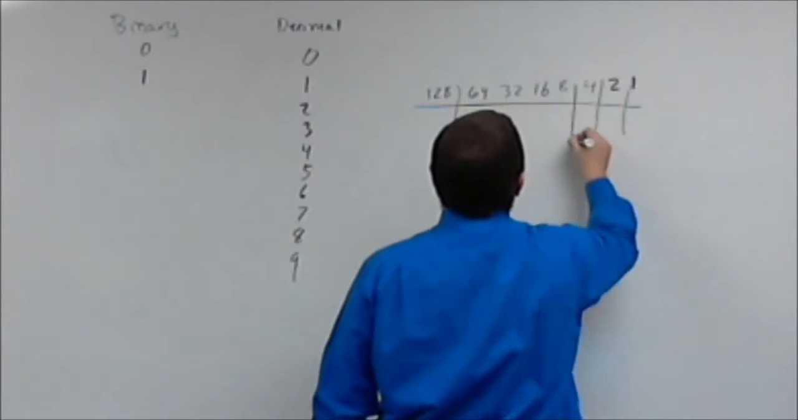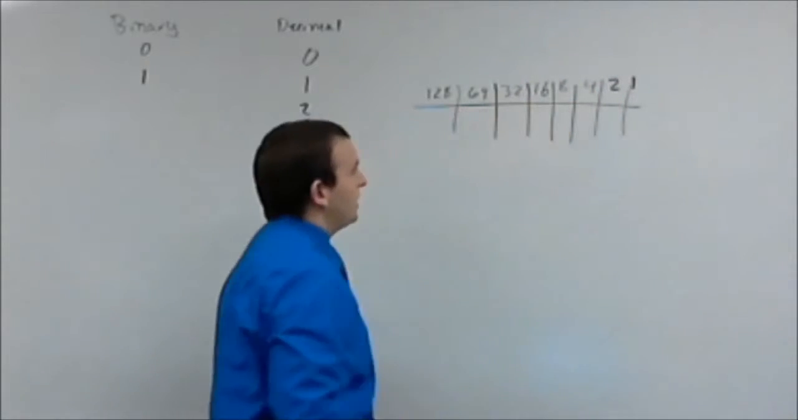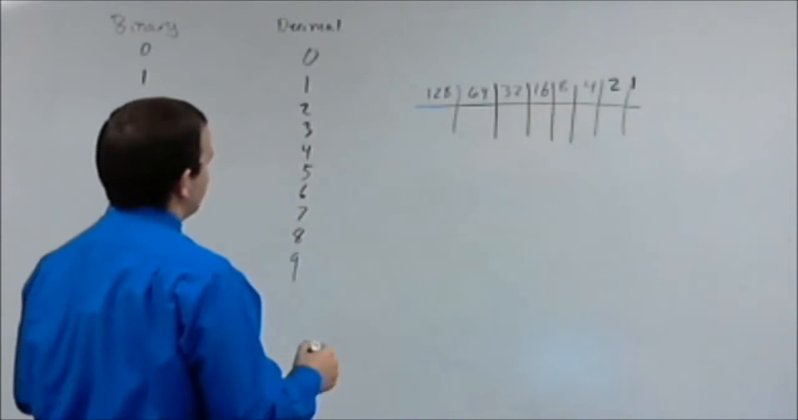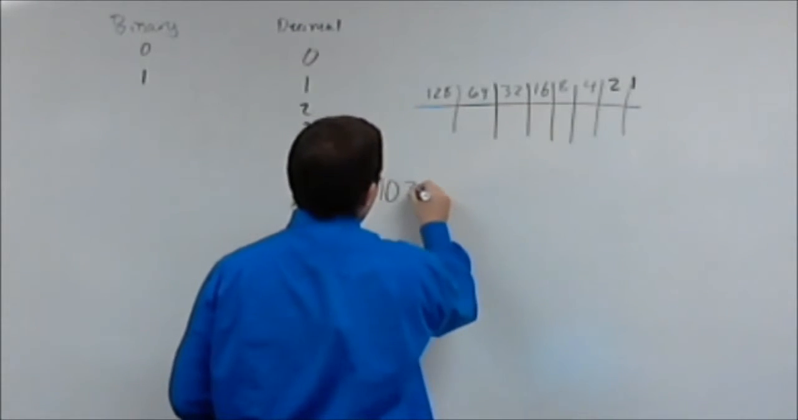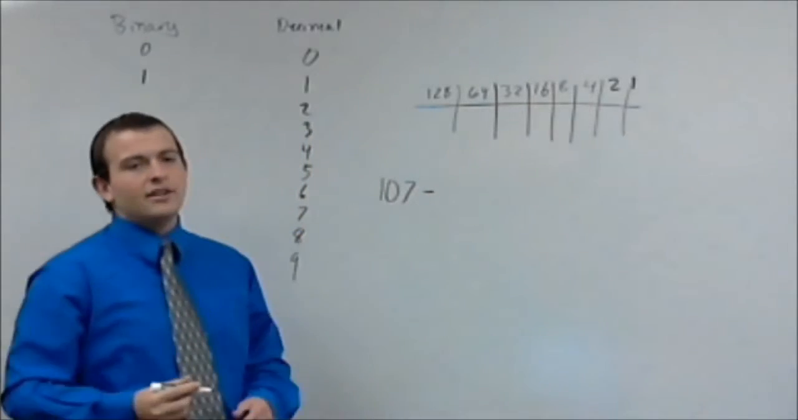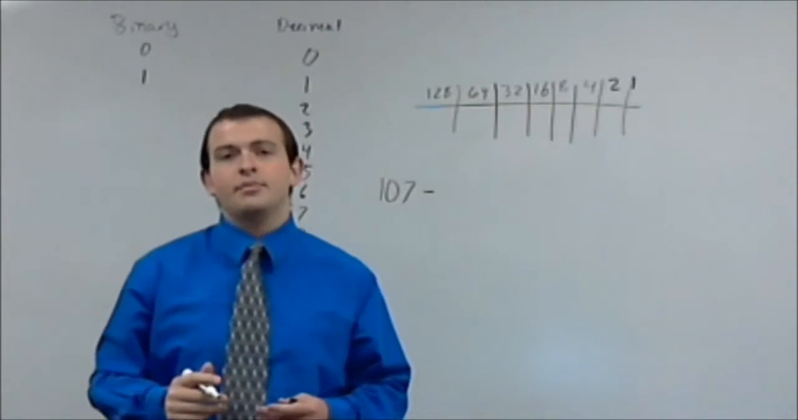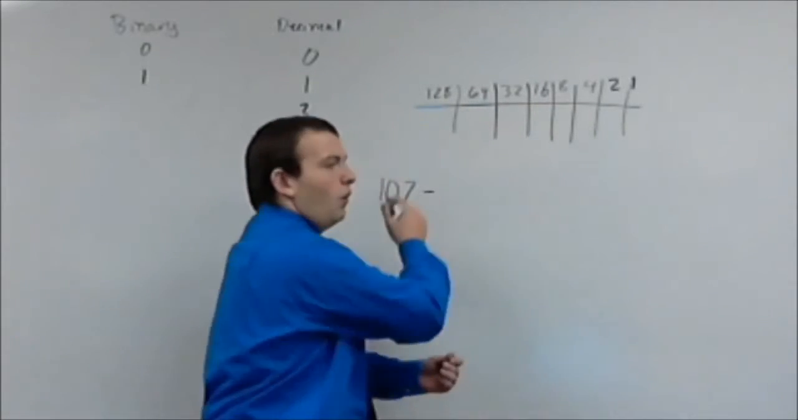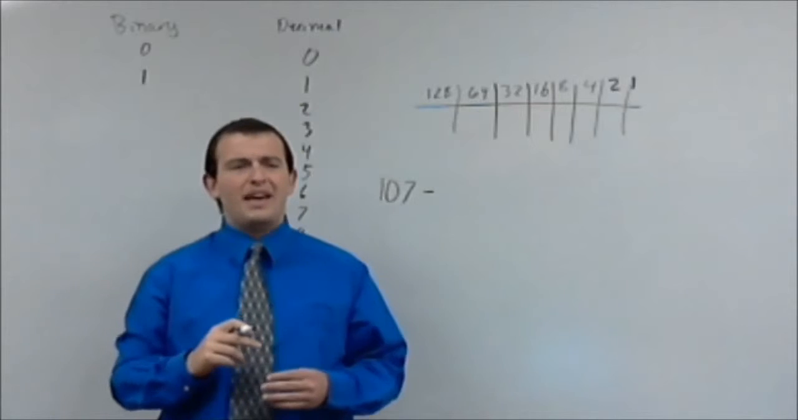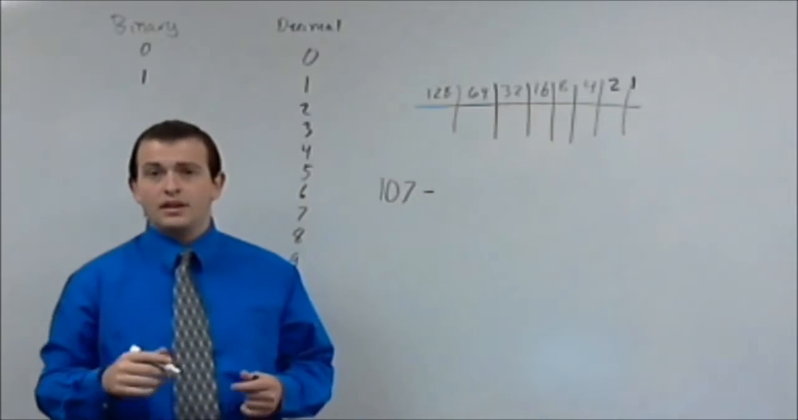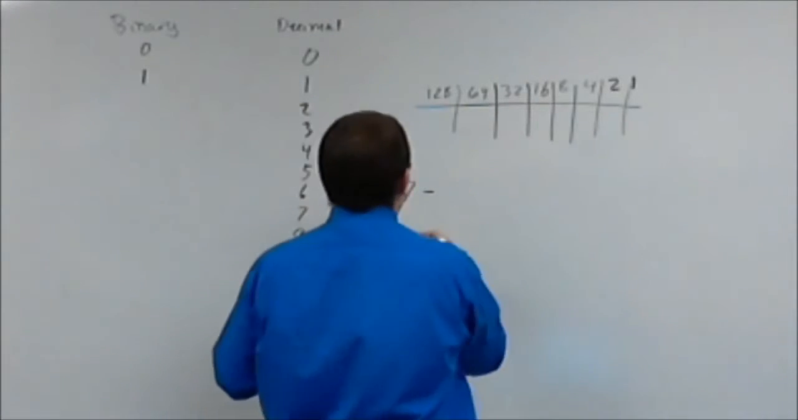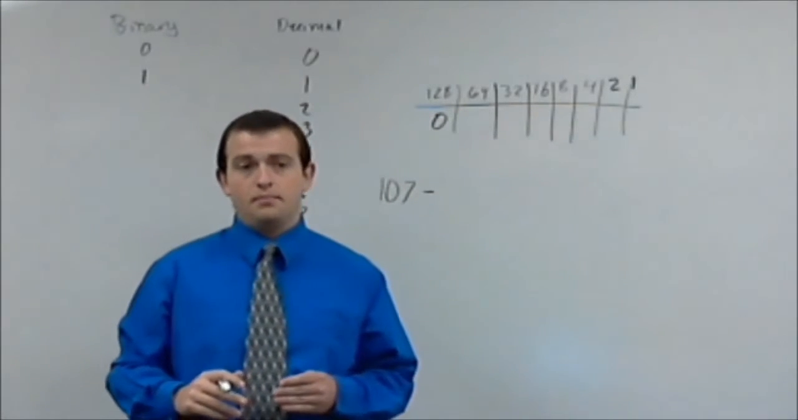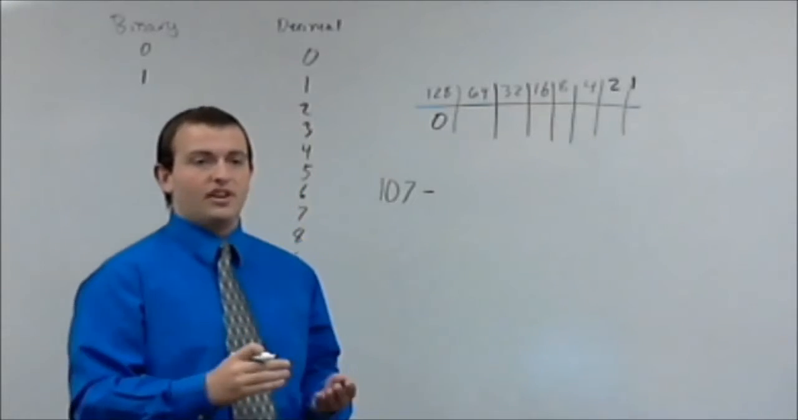Alright, now we're going to do a quick conversion kind of to show you guys how it works. Let's say we have the number 107. Alright, we need the binary equivalent of 107. So, you start from left to right. First, you ask yourself, is 128 too big for 107? In this case, it is. 107 is smaller than 128, so we cannot use 128. We throw it out. We put a 0.